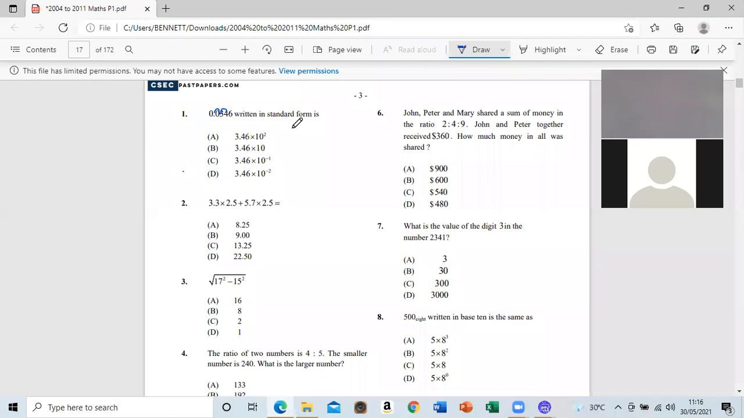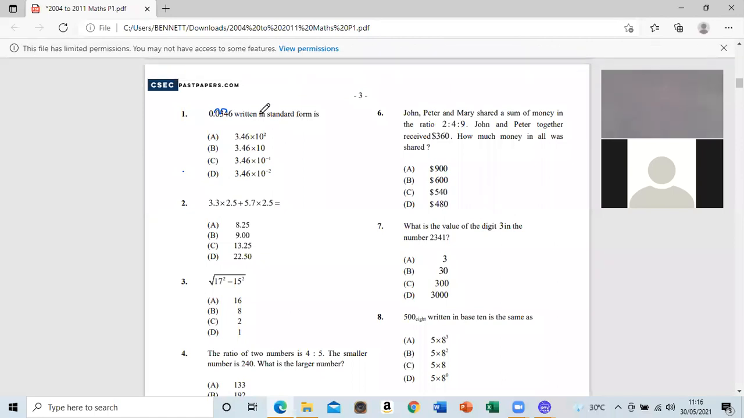But when we multiply by the answer we get, we're supposed to get back this answer. So that would make it negative, right? So it would be D. Because 3.46 times 10 to the minus 2 will go in this direction. So we'd have gotten back the 0.0346. So that is D.